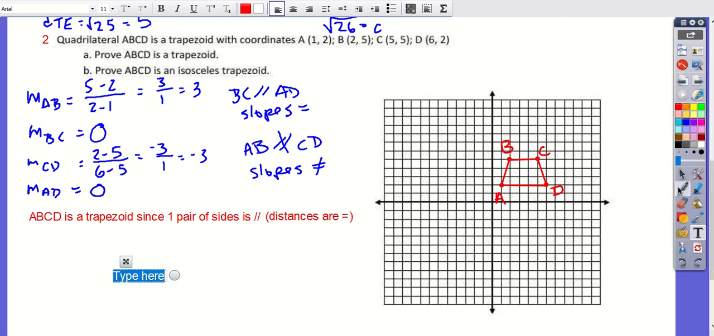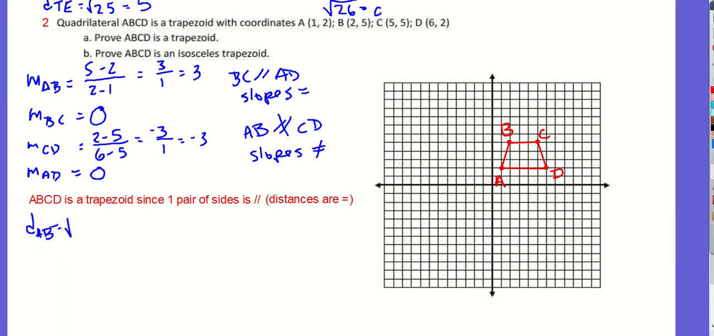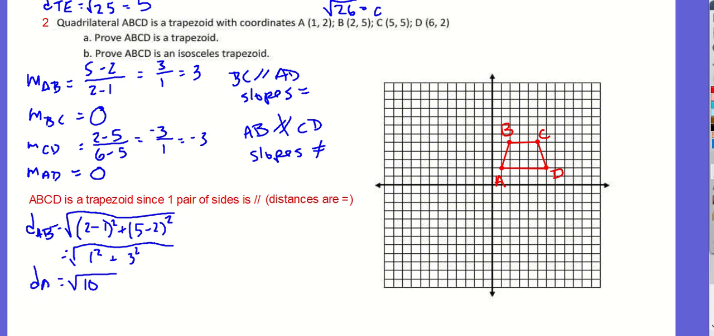All right, and then we're going to do the distances for those sides. So the two legs, which are supposed to be the same, should be AB and CD. So the distance of AB, so once again, that is x2, so that's 2, minus x1, which is 1 squared, plus y2, which is 5, minus 2 squared, which gives us the square root of 1 squared plus 3 squared, and this is the square root of 10. Now we don't have to simplify this, even if it was bigger.